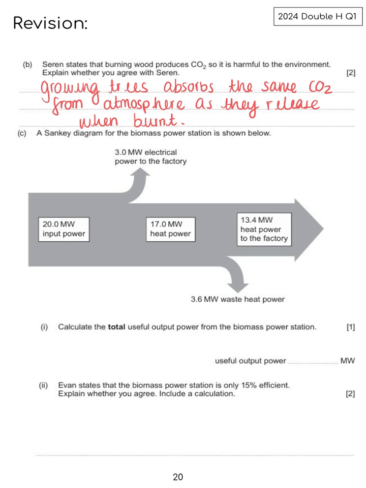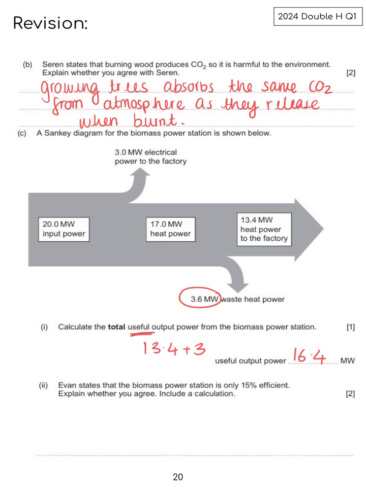Calculate the total useful output power from this biomass power station. So we've got our input is 20, 3 of it is electrical power to the factory, and 13.4 is heat power to the factory. Both of those are useful in this sense. So we can do 13.4, add 3, 16.4 is useful. The only thing that isn't is this waste power of 3.6. You also could have done 20, take away 3.6 to get the same answer.